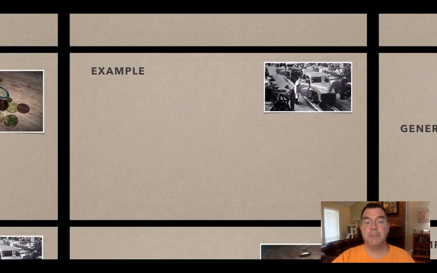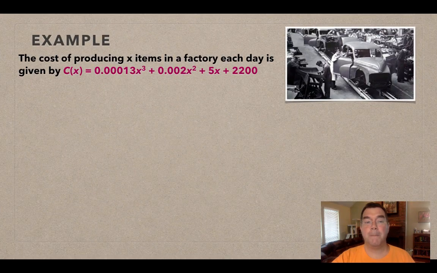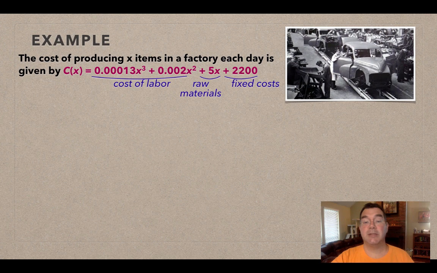So let's get started. As an example, the cost of producing a certain number of items in a factory is given by the function c of x equals 0.00013x cubed plus 0.002x squared plus 5x plus 2,200. And some of those costs might be the cost of labor, some of them might be the cost of raw materials, and then there might be some other fixed costs associated with those.